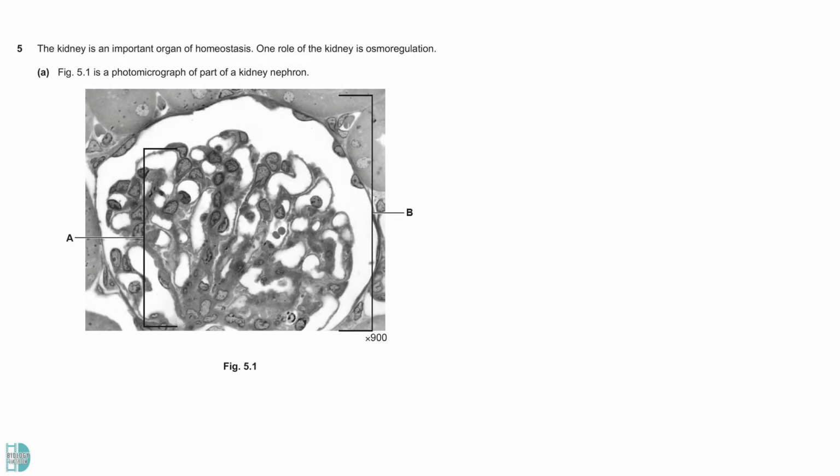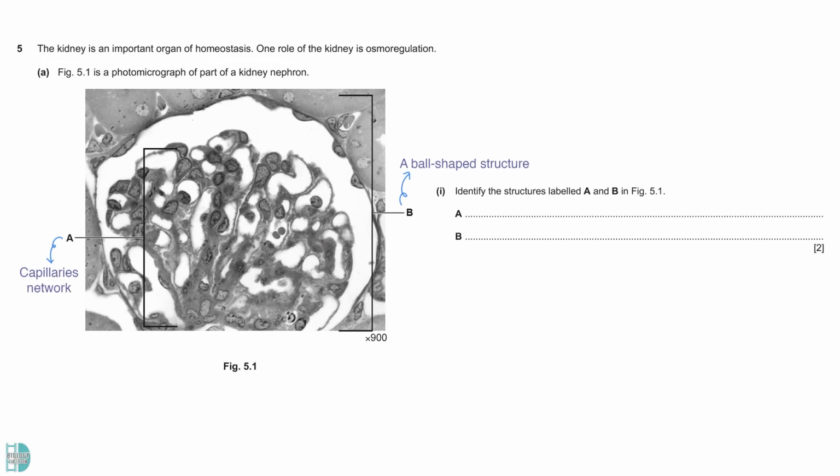Figure 5.1 shows a part of a nephron. A1 wants you to identify the structures labeled A and B. This is a bowl-shaped structure with a network of capillaries inside. So, this is a Bowman's capsule. The capillaries inside form a network called the glomerulus. The clear space in the figure is the capsular space where glomerular filtrate is found.